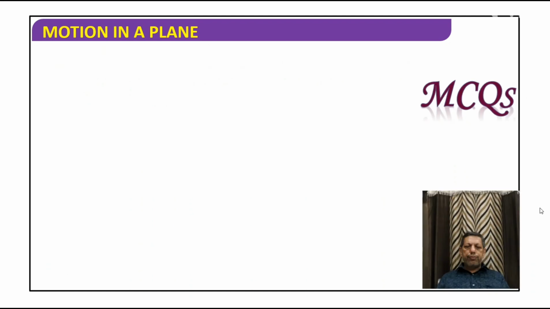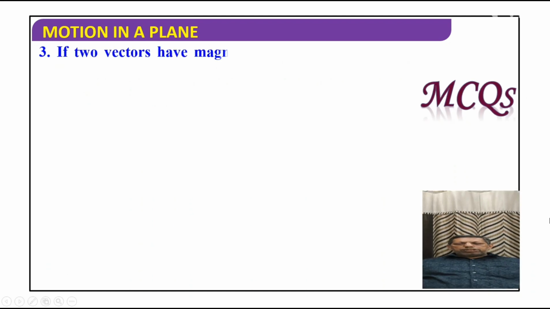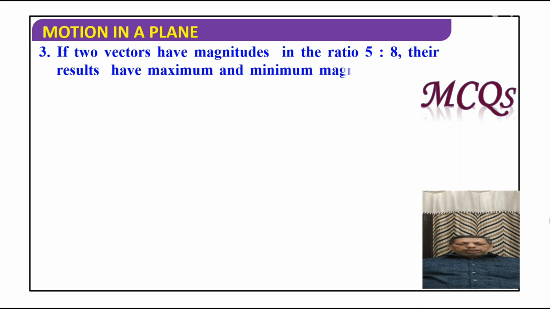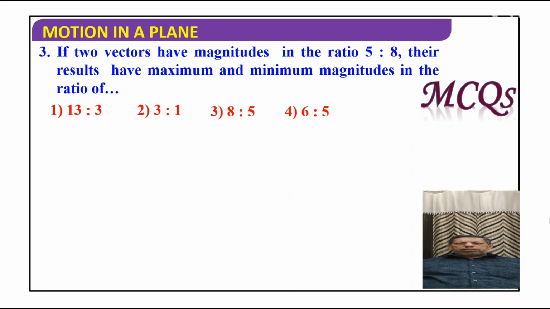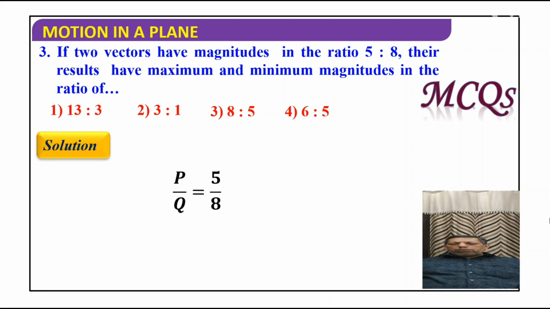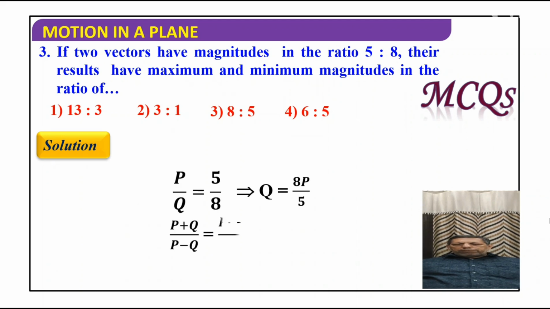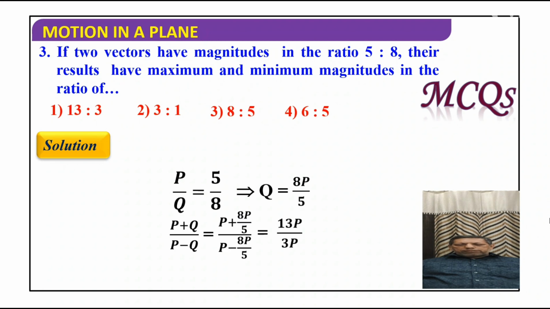Second question: if two vectors have magnitudes in the ratio 5:8, then their resultant has maximum and minimum magnitude in the ratio of 13:3, 3:1, 8:5, 6:5. Now the solution: P over Q is equal to 5/8, so Q is equal to 8P over 5. Apply componendo and dividendo, P plus Q over P minus Q is equal to P plus Q, with Q as 8P over 5. Just put the value in and solve, it will become 13:3, which means the first is the correct answer.